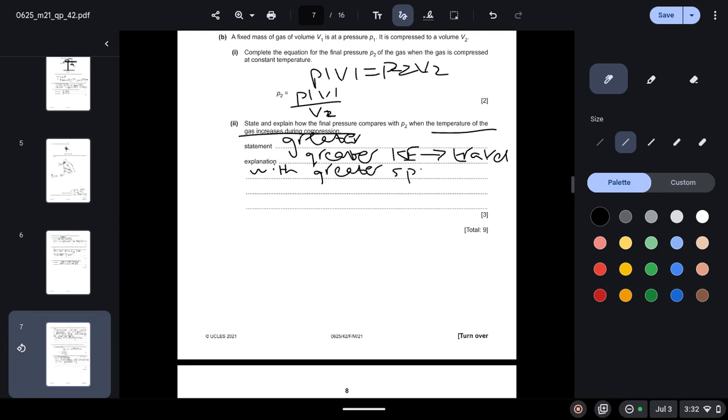and they strike the walls of the container with stronger collisions, due to which greater pressure is exerted.